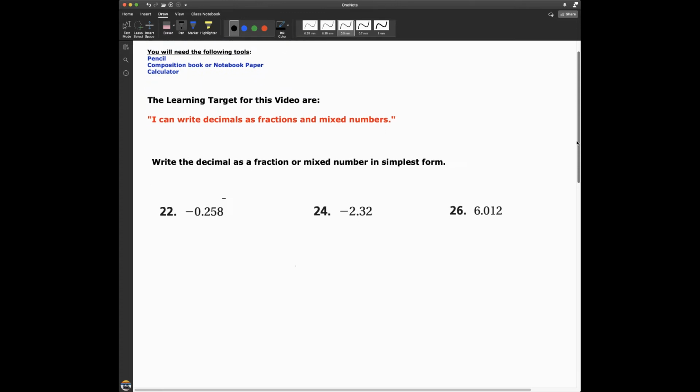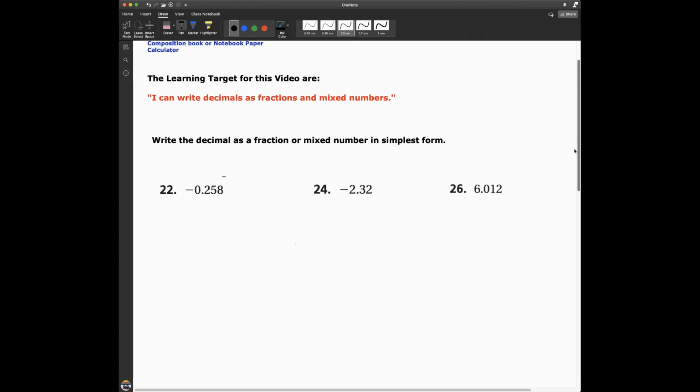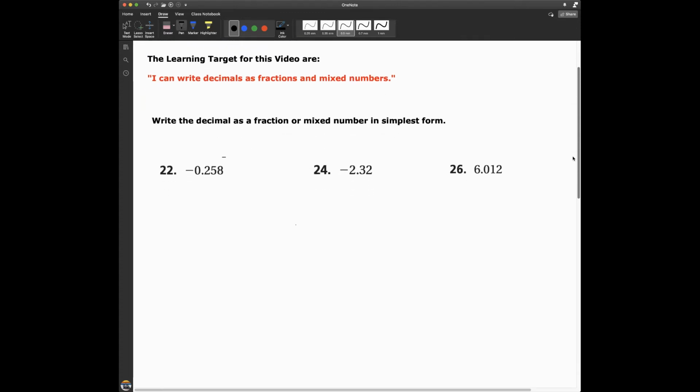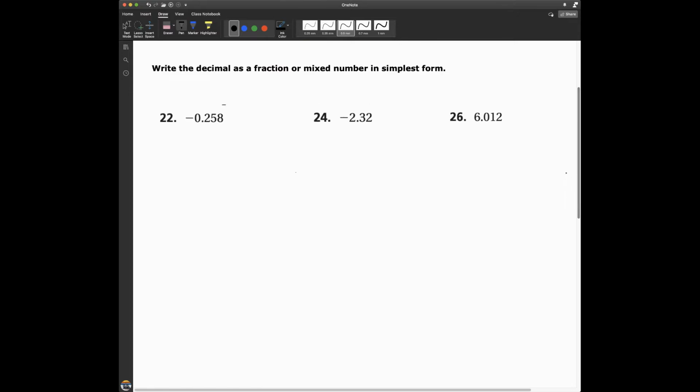So the directions tell us to write the decimal as a fraction or mixed number in simplest form. All right. So when we work on problems where we have fractions as our answers, we always want to make sure they're in simplest form. All right. So let's look at the first one. And what we're going to do is to turn this into a fraction.